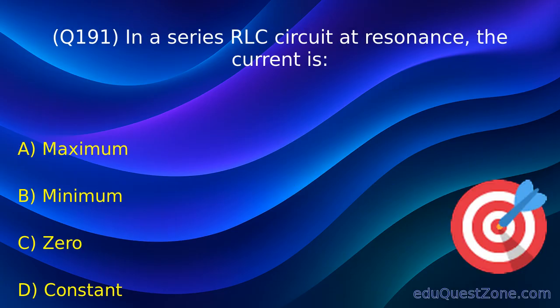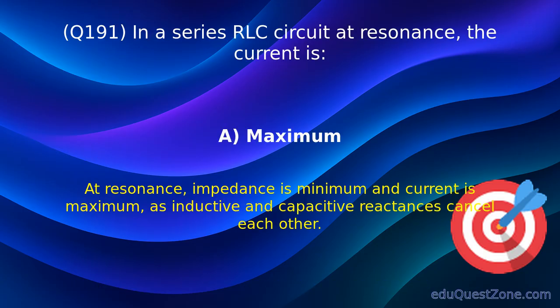Question 191. In a series RLC circuit at resonance, the current is... Option A, maximum. At resonance, impedance is minimum, current is maximum.